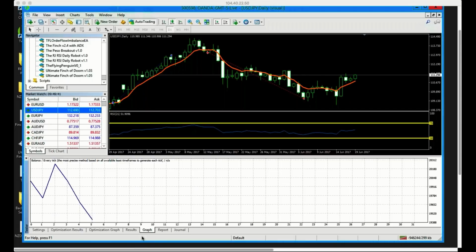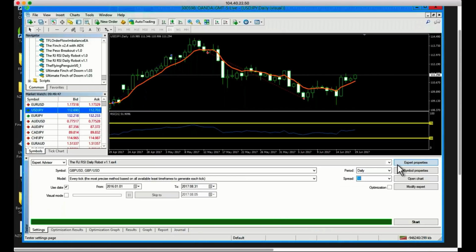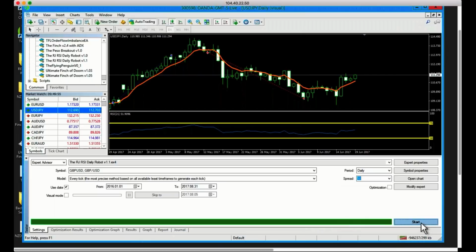Now this doesn't look great, right? This is losing right here. That's fine, right? Okay, so total net profit was negative $571. Okay, that's fine. Maybe what we did was we were going for too much profit. So let's try to go for like $300 in profit as opposed to $500.